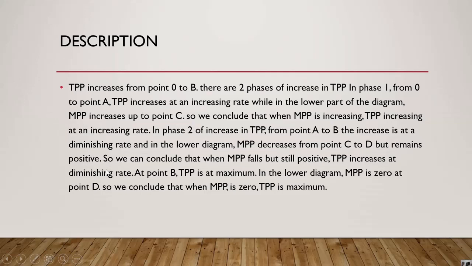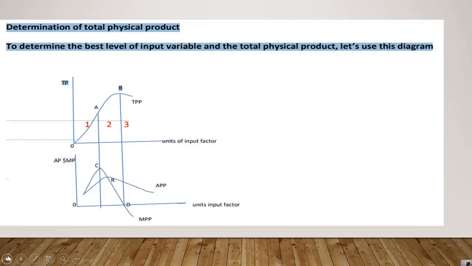So we can conclude on that point that when marginal physical product falls but is still positive, total physical product increases at a diminishing rate. So at this point B, total physical product is at maximum. In the lower diagram also, we look at a relationship where marginal physical product is at 0 at the point of D. This is point D, and this is marginal product. Marginal product is at 0 at point D.